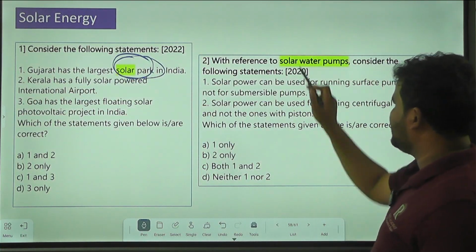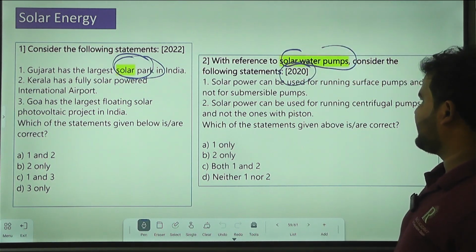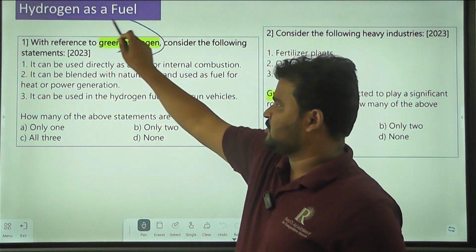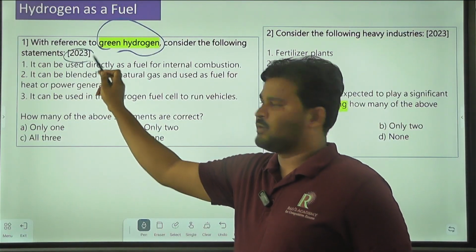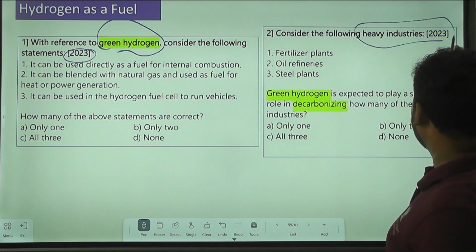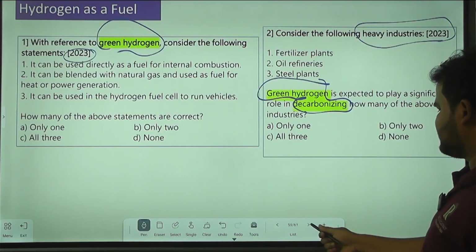Next, solar water pumps, the question was in 2020. And hydrogen as a fuel, a question on green hydrogen in the year 2023. And again, green hydrogen in heavy industries in 2023. So green hydrogen, decarbonizing, all these things.